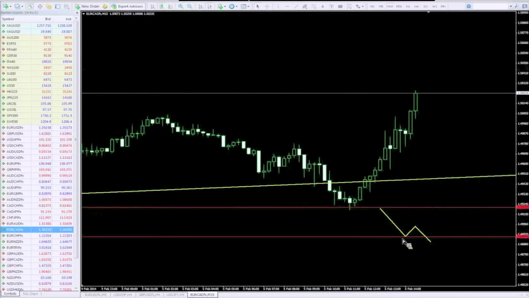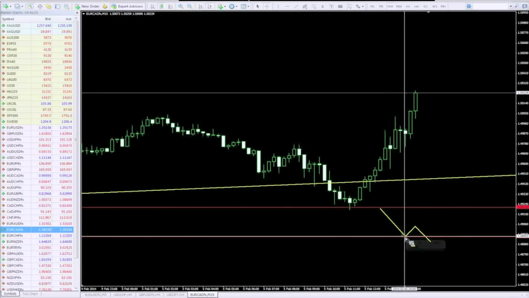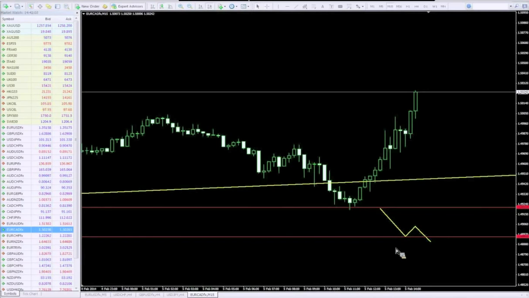I could enter right here, when this comes down and breaks this center point, because the entire formation happened under this line. So now in this case, let's just say, I just drew this by hand, but we're looking now at a 20 pip stop for a 300 pip potential take profit.